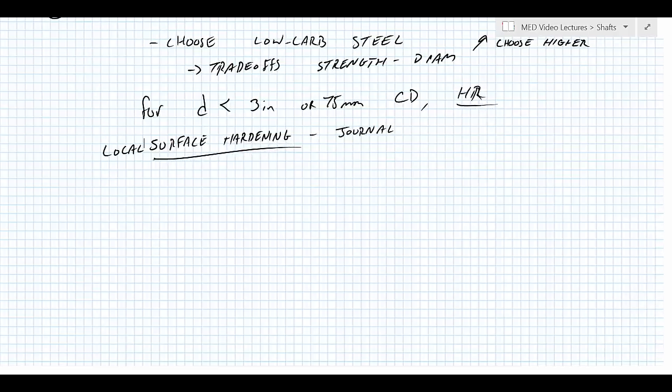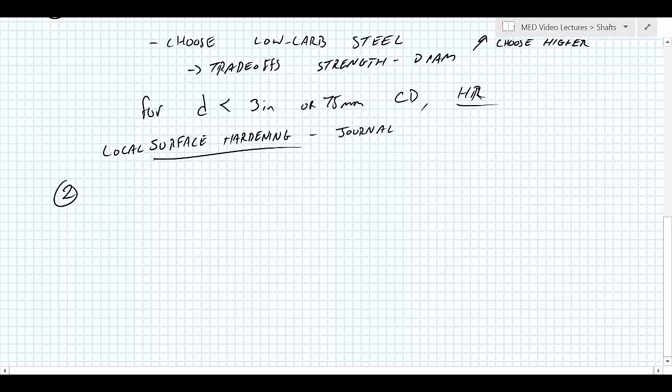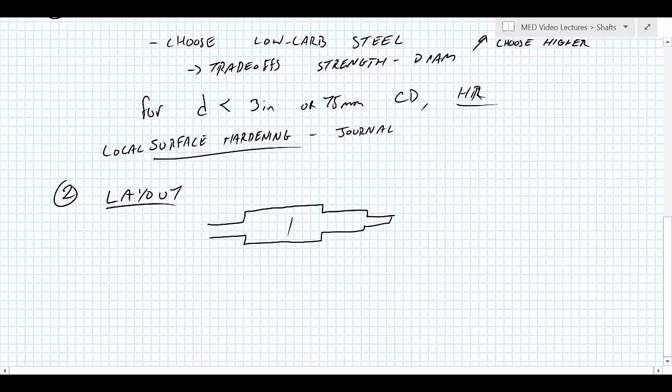So that's our first strategy. Our second strategy in figuring out what is the right shaft design for us is layout issues. So by layout, we mean where we're going to put the things on the shaft that are necessary for us. So we see things like a stepped shaft, and these steps are called shoulders, and what they allow us to do is to locate components.